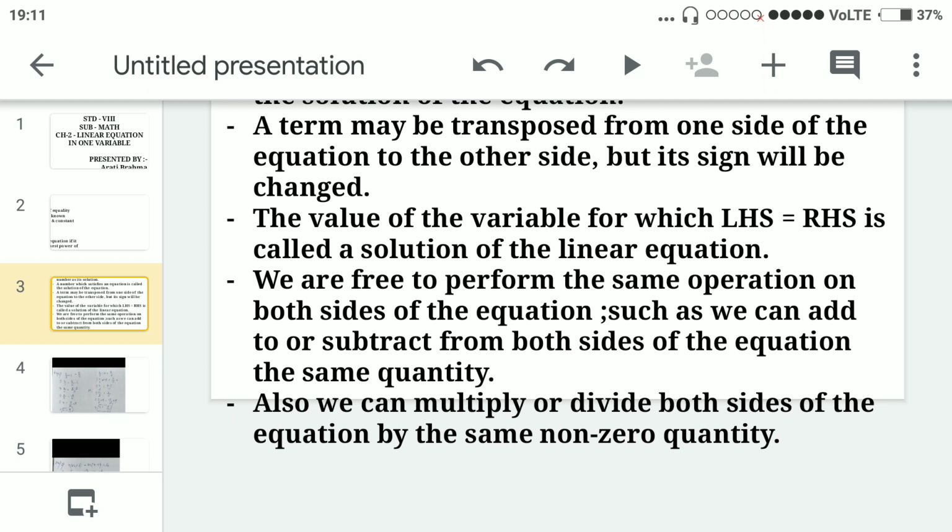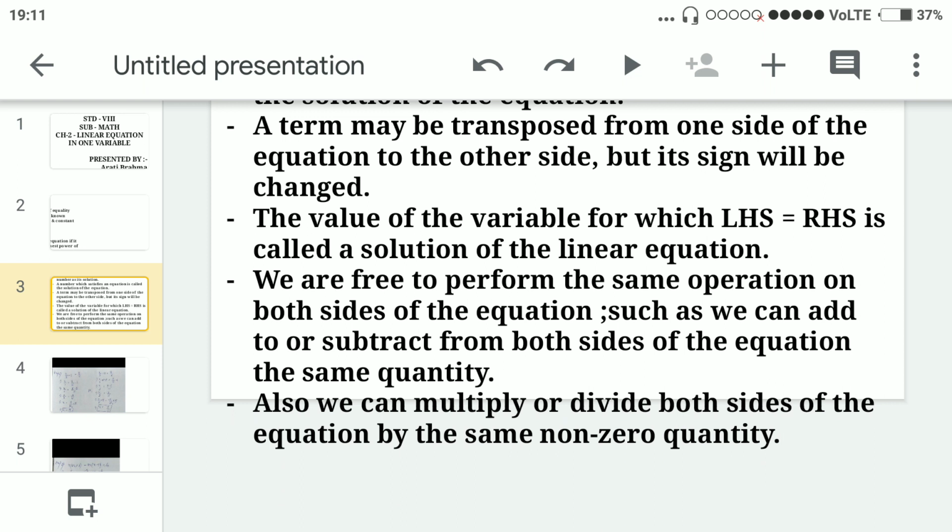So whatever operation you are doing on any one side for solving the equation, the same thing we have to do on the right hand side, then only we can say yes, they both are the same. Also, we can multiply or divide both sides of the equation by the same non-zero quantity. If you want to multiply something, you can multiply. If you want to divide something, you can divide. But the condition is that it must be done on both sides.